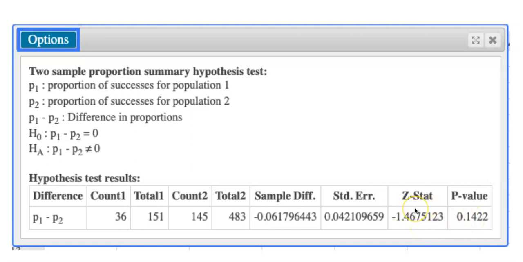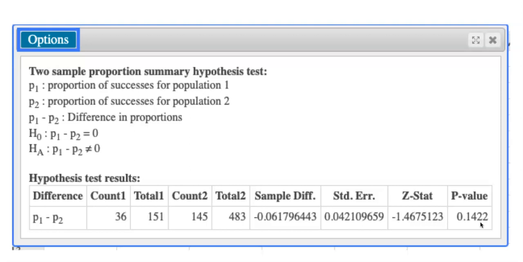Now z-stat is the z-test statistic, right? That's how we called it. And it is negative. It's about 1.46 standard deviations below the mean, right? With a p-value of what? 0.1422. Now, what was your alpha level? What was our alpha level? Significance level was 0.05. So compare that p-value, 14% to 5%.